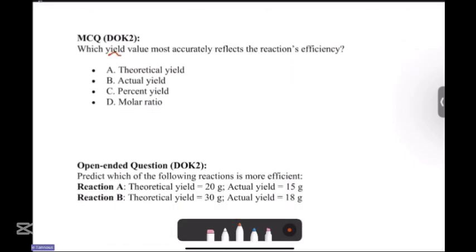Which yield value most accurately reflects the reaction's efficiency? Efficiency means how good the reaction is, and that is the calculated percent yield.